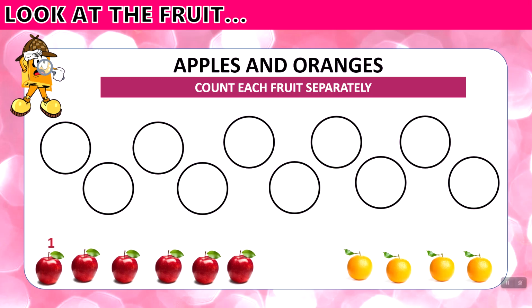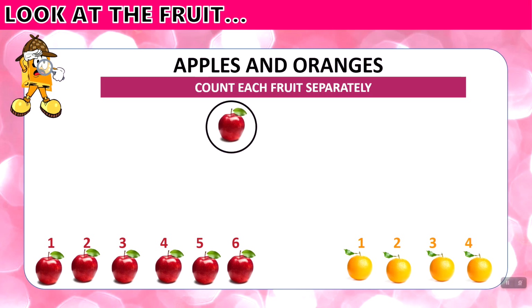And so now we have the apples and the oranges separately, and we'll count the apples: 1, 2, 3, 4, 5, 6. There are 6 apples and 1, 2, 3, 4 oranges. And so if we compared apples to oranges, we say we have 6 apples to 4 oranges.